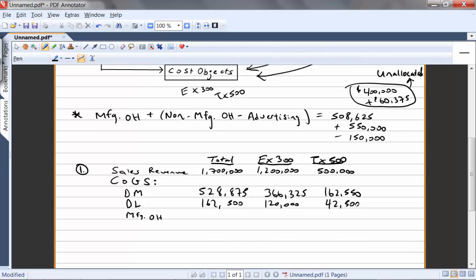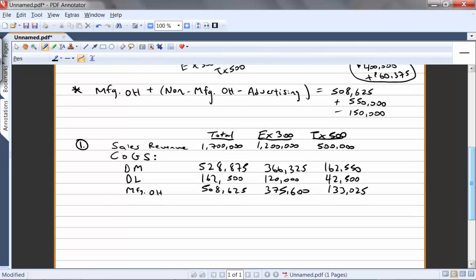And now manufacturing overhead. We know the total was 508,625. How much goes to the E product? 375,600, and I'll show you how I got that. And then how much to the T product? 133,025. So I'll put a little superscript A here and a superscript B, and I'll go down here and show you how I calculated.